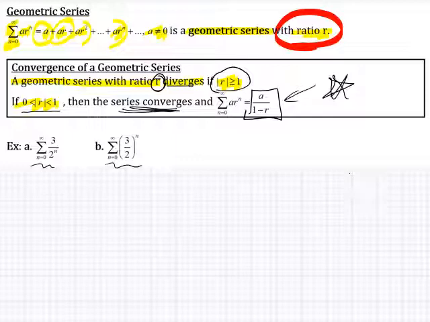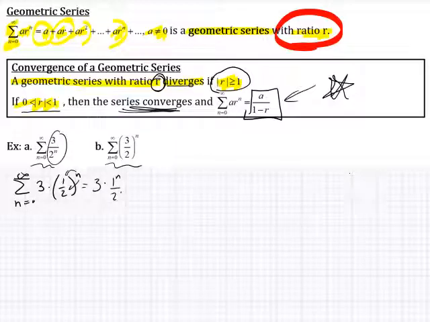So the first one, A. If we look at this sum, and I rewrite it as n equals 0 to infinity of 3 times 1/2 to the n. That's the same thing as this. Because if I raise 1 to the n, I would get 1. If I raise 2 to the n, I would get 2 to the n. So this is the same thing as 3 times 1 to the n over 2 to the n with the sum. And 1 to the n is just 1, so again, this is the same thing.